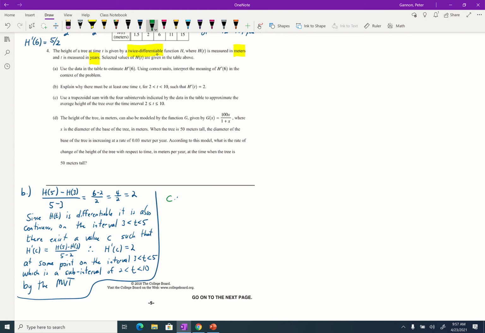All right, now looking at part C, it wants us to use a trapezoidal sum with 4 subintervals indicated by the data in the table to approximate the average height of the tree over the interval from 2 to 10.